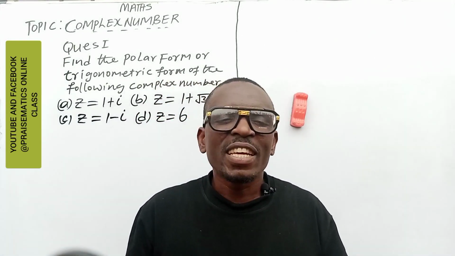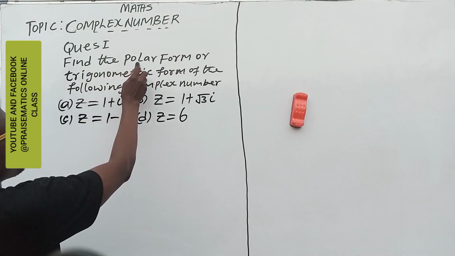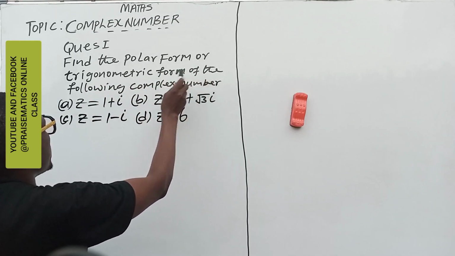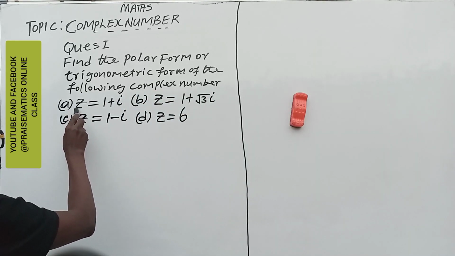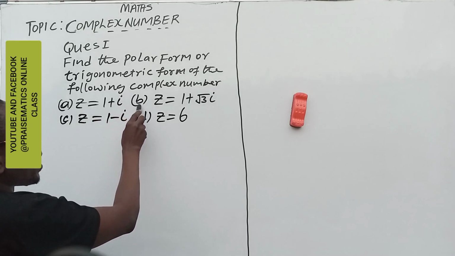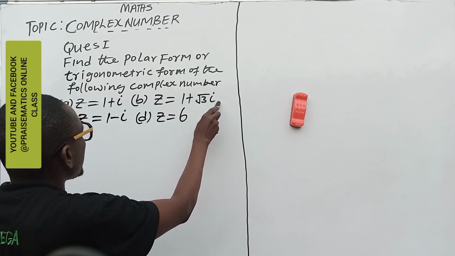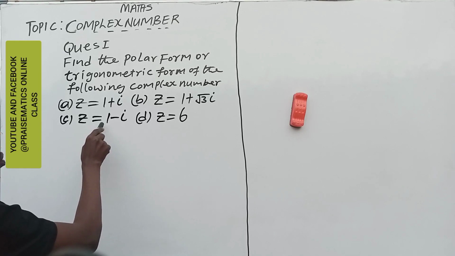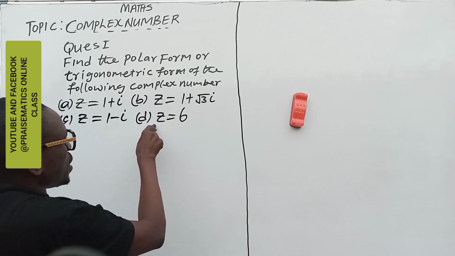In this class, we are asked to find the polar form or trigonometric form of the following complex numbers. A, the complex number z is equal to 1 plus i. B, the complex number z equals 1 plus square root of 3 i. C, the complex number z is equal to 1 minus i. D, the complex number z is equal to 6.